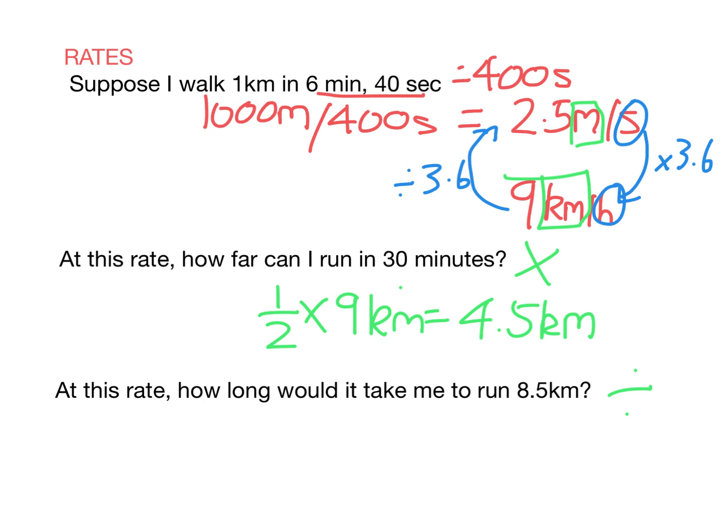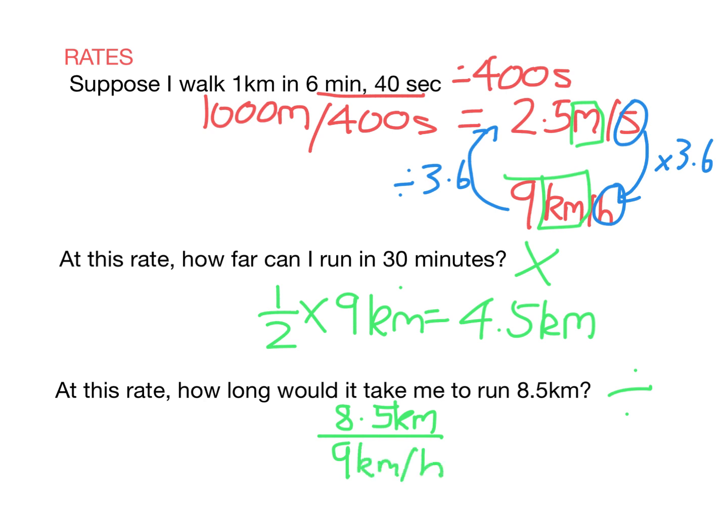Now in this second one, at this rate, how long would it take me to run 8.5 kilometers? I'm being asked to find the number of seconds or hours. I'm finding the second quantity, which is why I need to divide. So at 9 kilometers an hour, how long would it take me? I just go 8.5 kilometers per 9 kilometers per hour.